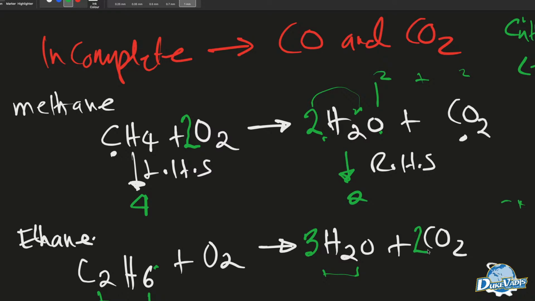Now, the carbon on the right-hand side: we have 2 on the right-hand side, and we have 2 here. Hydrogen is also 6 over here. But let's look at oxygen. The oxygen over here is 1 plus 2, which is 3. That is not helping us. So what do we do? We need to balance it.